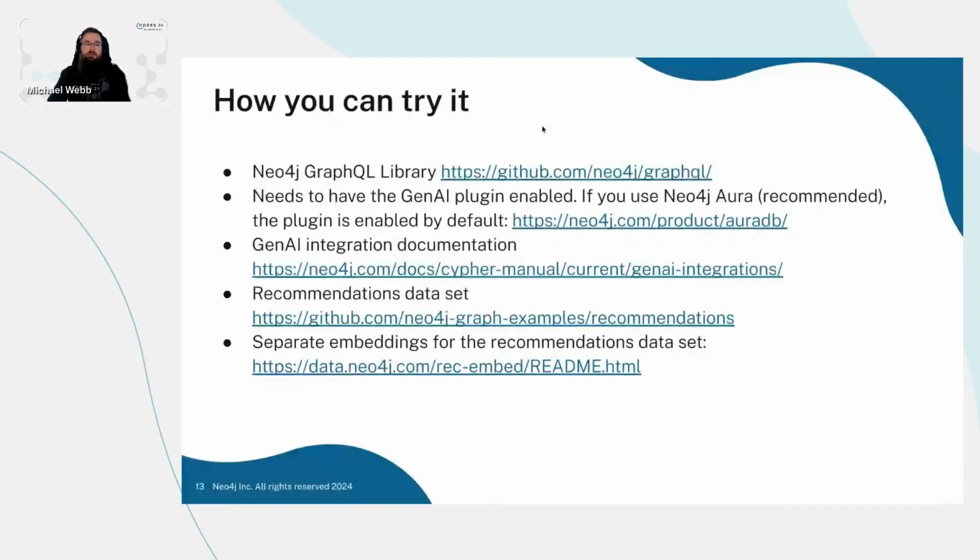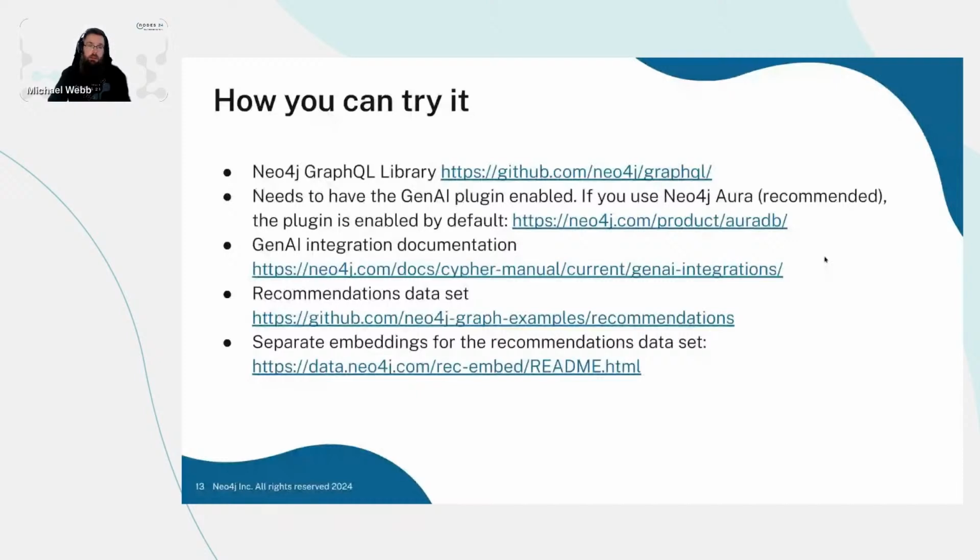How you can try it yourself. So first of all, of course, you'll need to use the GraphQL library. Then you'll need to have a database, the Neo4j database with the GenAI plugin enabled. If you use Neo4j Aura, which I recommend, this plugin is enabled by default, and that's what I used for this demonstration.